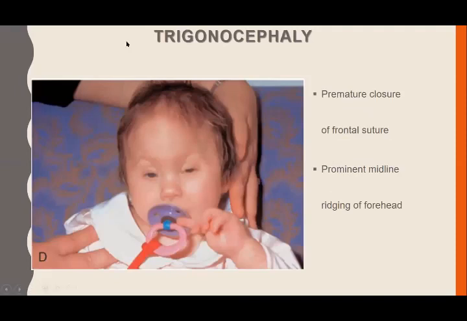ये देख लीजिए, trigonocephaly. ये frontal bossing जो है, prominence है frontal bone की. This is because of premature closure of this frontal suture. Frontal bone also develops as two bones, and between these two bones you have the frontal suture. So if the frontal suture closes prematurely, तो prominent midline ये deformity आपको नजर आ जाएगी. ठीक है?